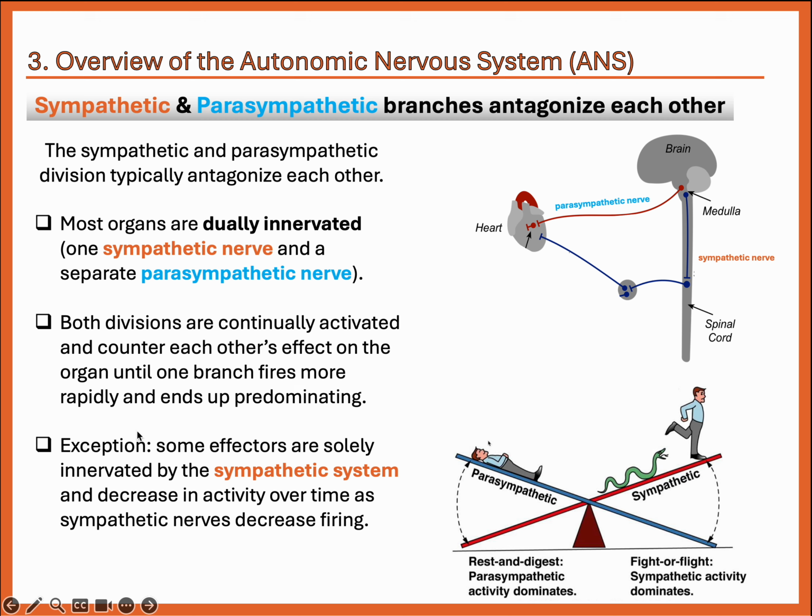An exception: some effectors are actually only innervated by the sympathetic system, and they just decrease the activity of their firing over time. Don't worry too much about this for now, but there are some that just have one of the branches going to it, but most of them are dually innervated actually.